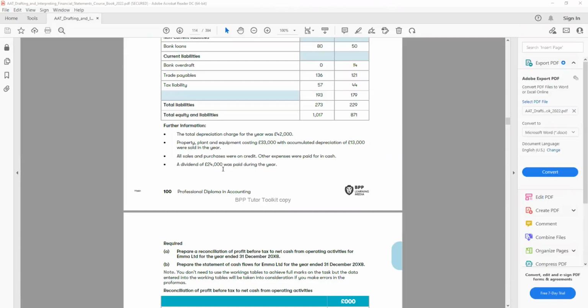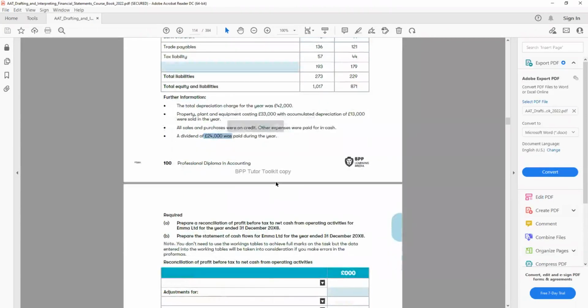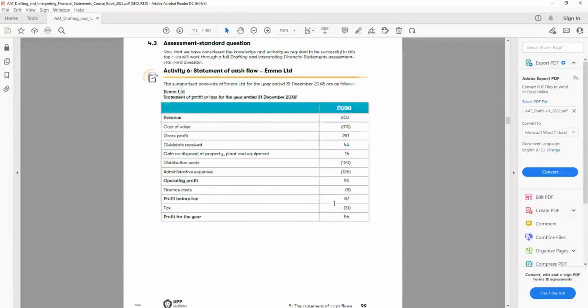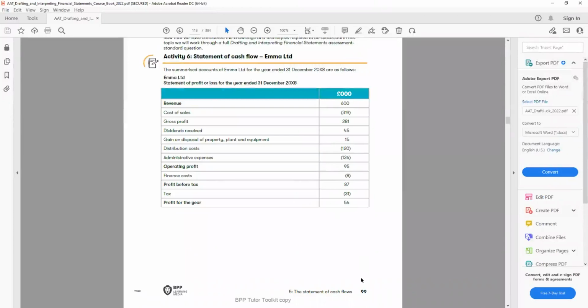Dividend payment 24. So we pay dividend. This is the financing activities. So we pay dividend 24. Remember that dividend paid and dividend received is a different thing. And that's it. So now we're going to prepare our cash flow statement. We're going to prepare it in the corner so that we can see the question and do it at the same time.